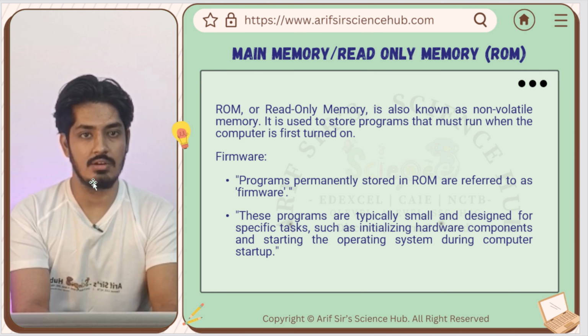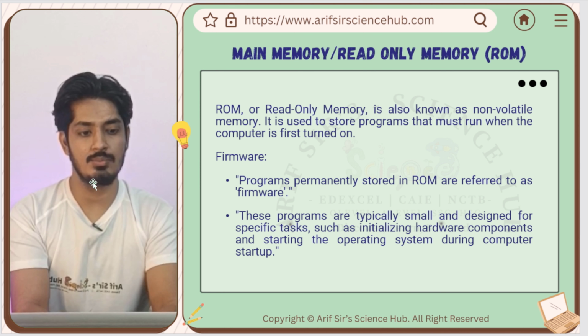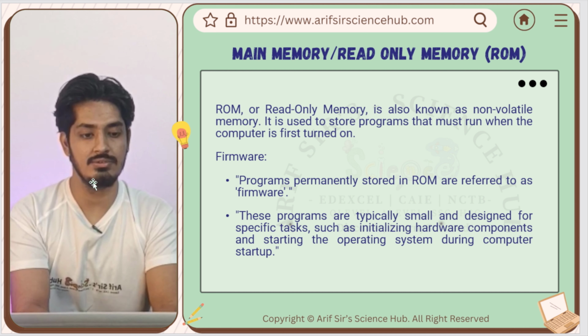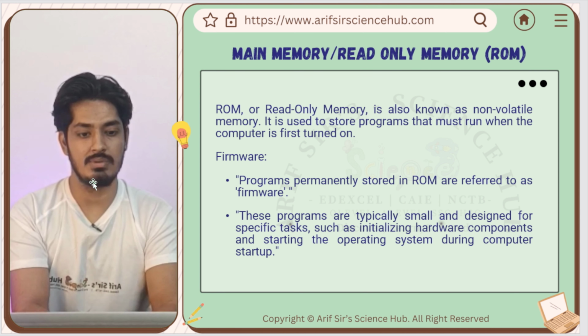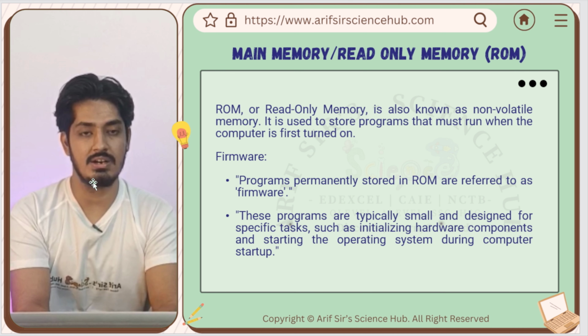Then read-only memory, the ROM. ROM is non-volatile memory, and it is also primary or main memory. It is used to store programs that must run when the computer is first turned on. When you turn on your computer, it first retrieves the information that's stored permanently. The programs permanently stored in ROM are referred to as firmware. These programs are typically small and designed for specific tasks such as initializing the hardware components and starting the operating system during computer startup.